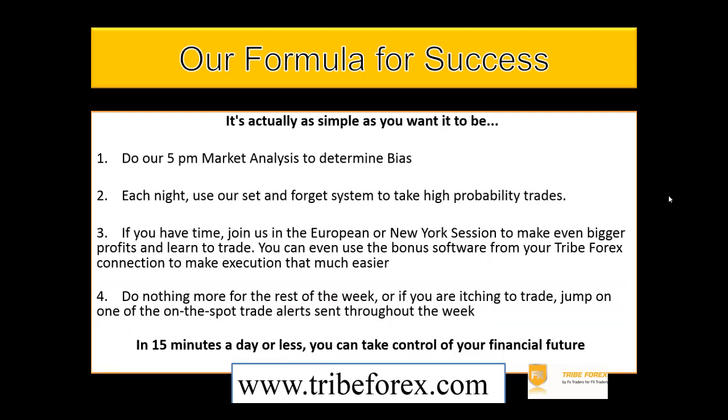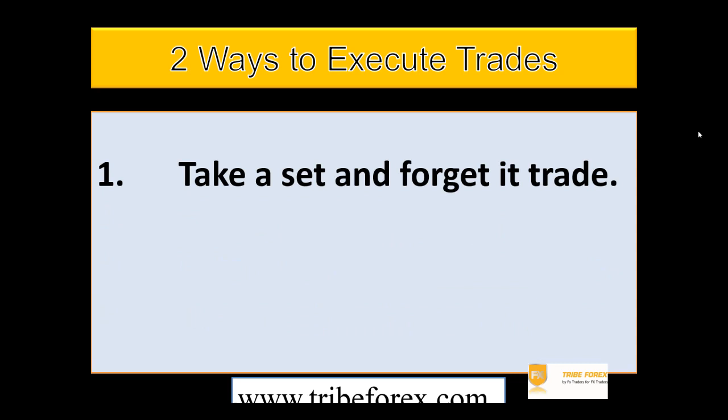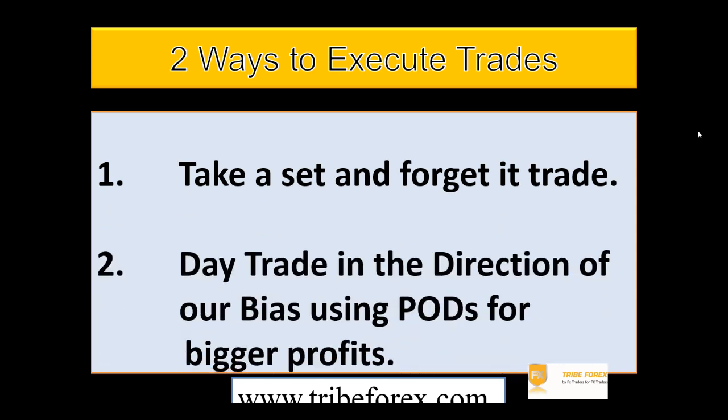So what's our formula for success? Basically, at 5 p.m. Eastern Time, we determine what our market bias is. That could be a buy bias, a sell bias, or a consolidation bias. Once we've figured out what our bias is, we will execute in one of two ways. One, we take a set and forget it trade, or two, we day trade in the direction of our bias using what we call pods for bigger profits.